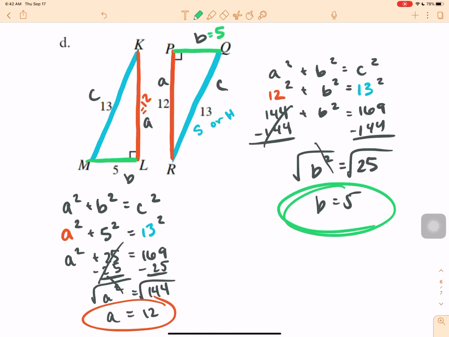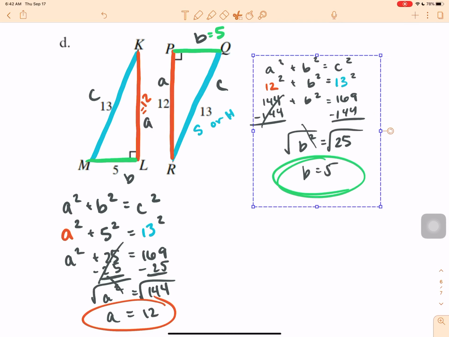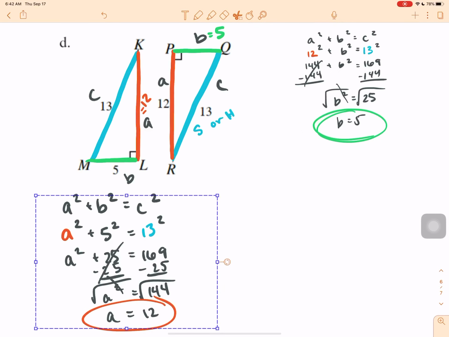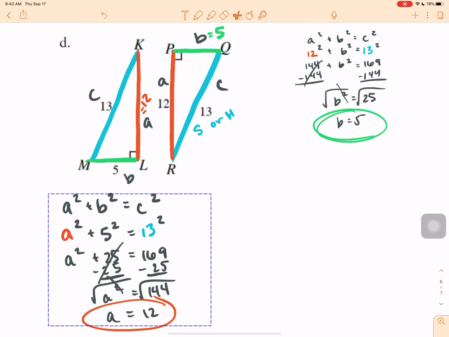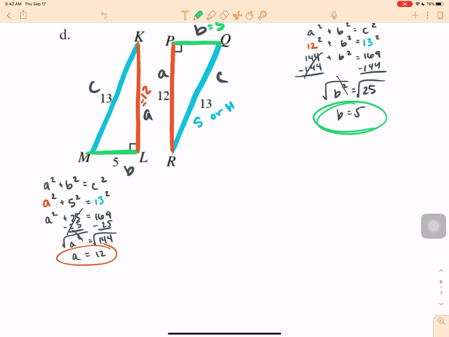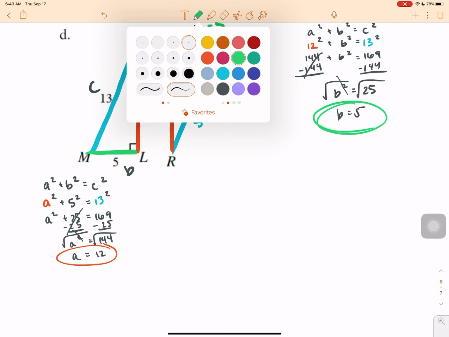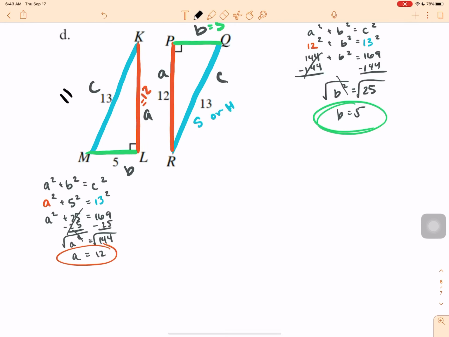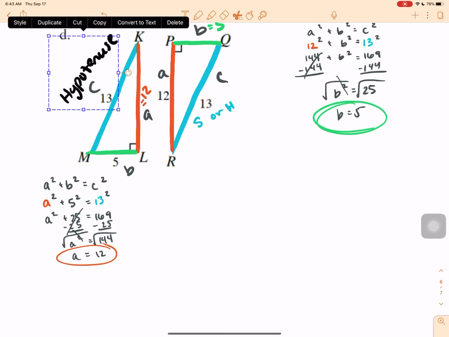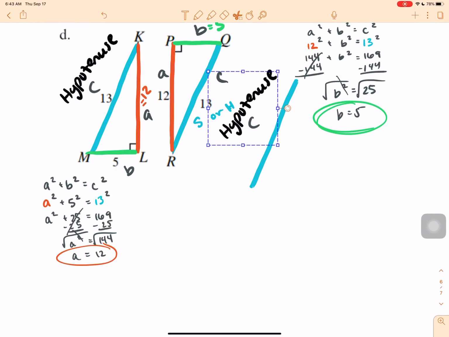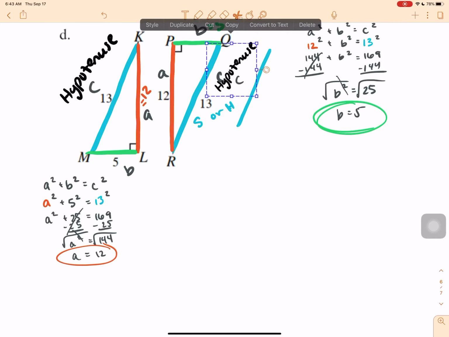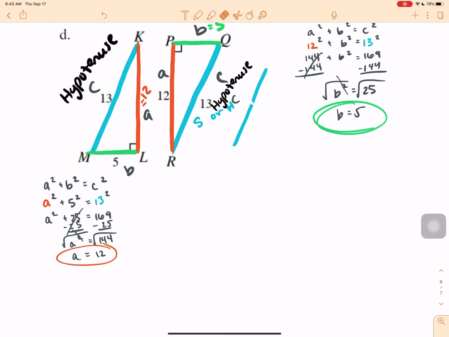So for this one, you could make a flowchart of either side, side, side, or HL. But since we haven't done an HL one, I'm going to take this time to show you guys what an HL flowchart would look like. I'll use a different color here, black. So we have the hypotenuse is the 13. These two are the hypotenuse. Okay, so that's the hypotenuse.